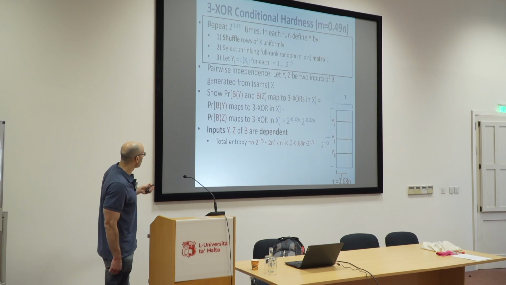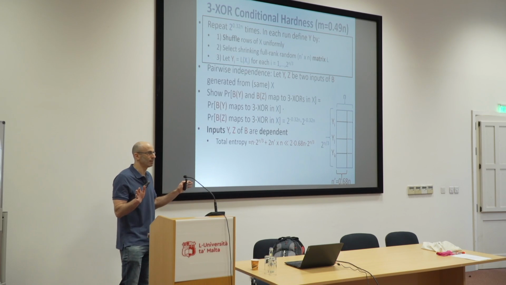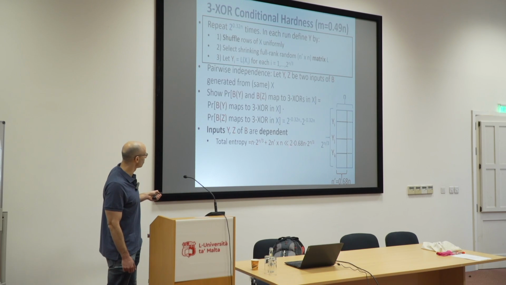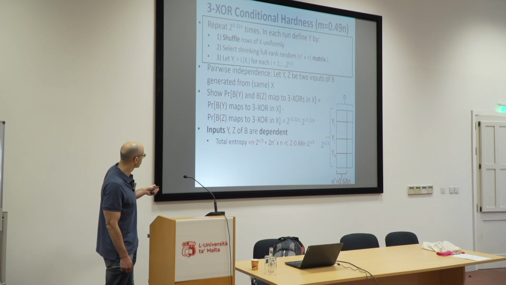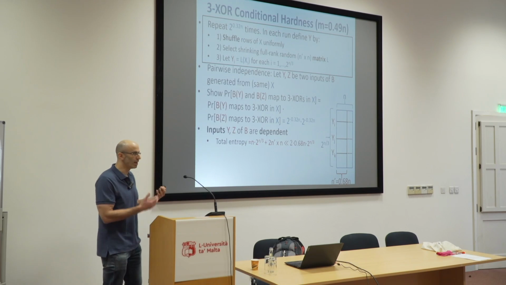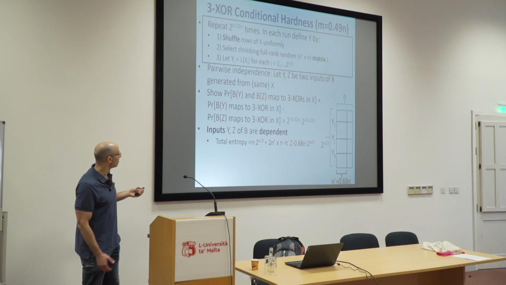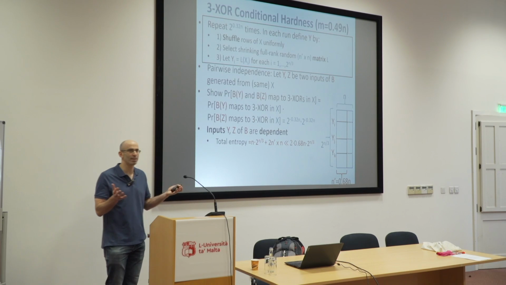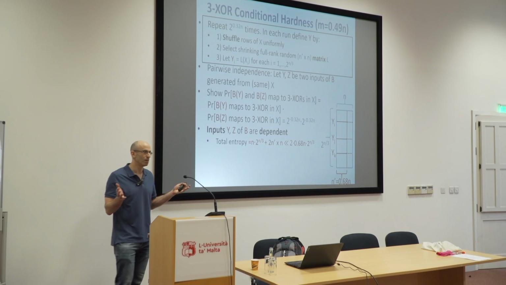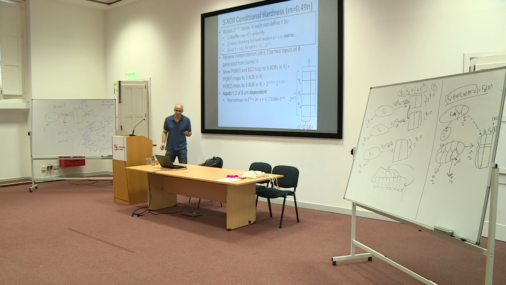On the other hand, if the Y and Z were completely independent, then the number of bits that you would need to produce them is 2 times the size of the matrices, which is 0.69 n times 2 to the n over 3, which is much larger than this. Okay, so the inputs of the algorithm B are highly dependent, yet we want the outputs to be completely independent. And that's not trivial to prove. Okay, so I'm not going to do it.